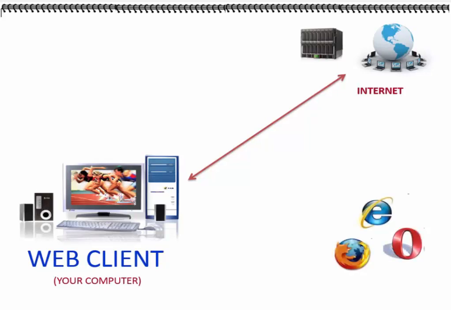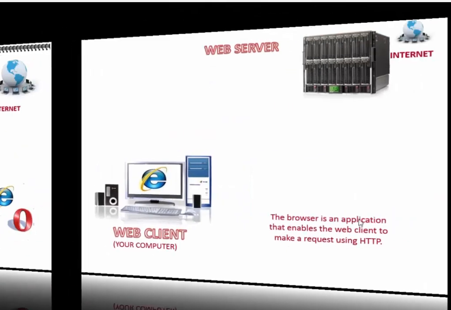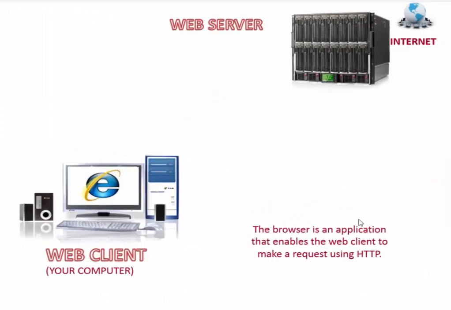And the web client has a software. That's the software you use in browsing the internet. The application that the client uses on your computer is called a web browser. Typical examples of web browsers include Mozilla Firefox, Internet Explorer, and Google Chrome. So your web client is your computer, while the web servers are those giant computers where the websites and web pages are stored. The browser is an application that enables you to make a request to the web server.